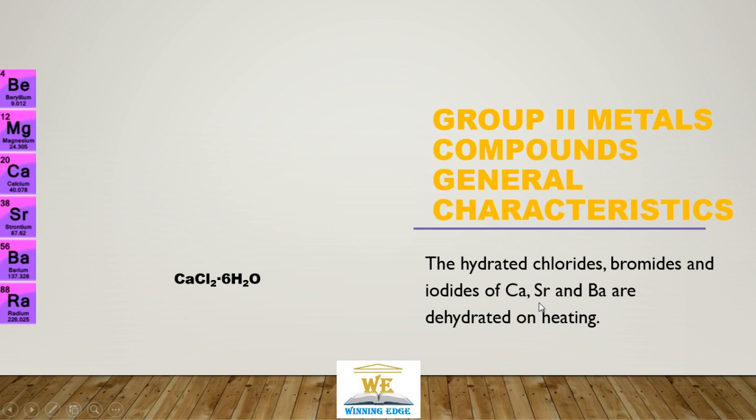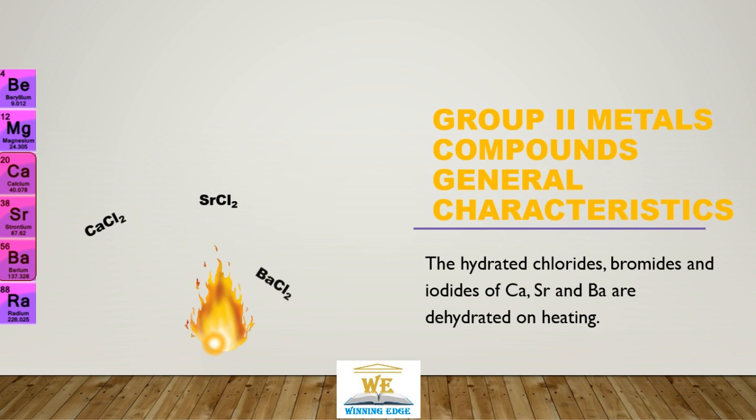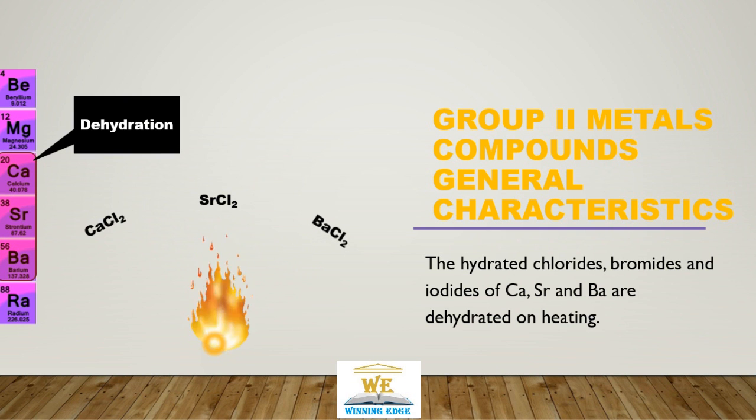Hydrated chlorides, bromides and iodides of calcium, strontium and barium are dehydrated on heating, like calcium chloride hexahydrate. You heat it up, we're getting calcium chloride. Same thing, it breaks up to give strontium chloride, barium dichloride, which is a dihydrate. So these three compounds, calcium, strontium and barium, dehydrate on heating.